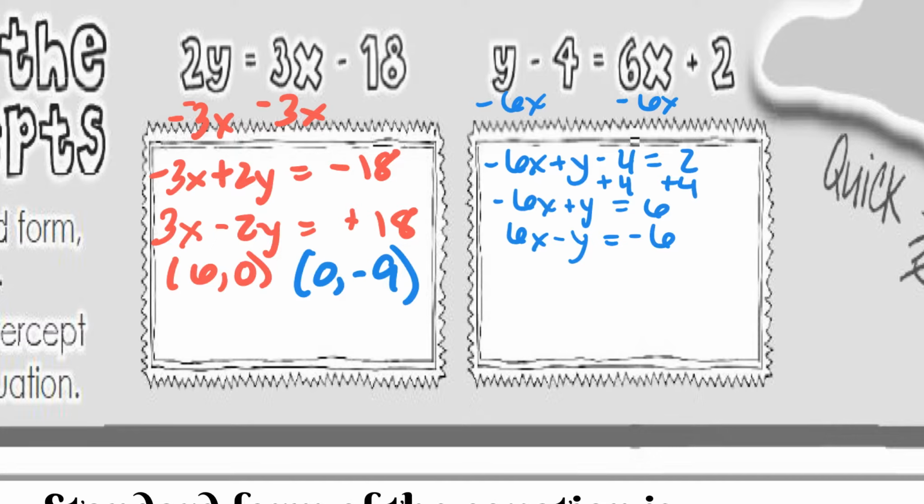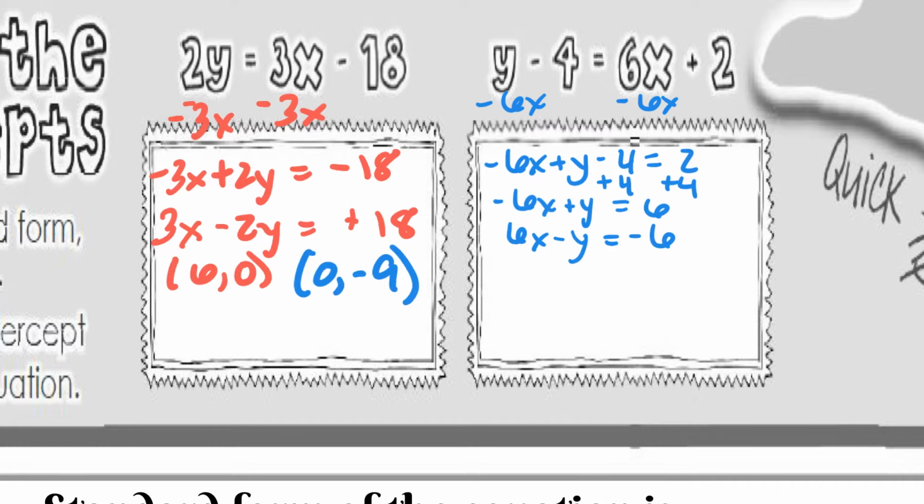Now we're going to cover up with our little finger here. I'm going to cover up y, so I get 6x is equal to negative 6. Divide each side by 6, I get x is equal to negative 1.